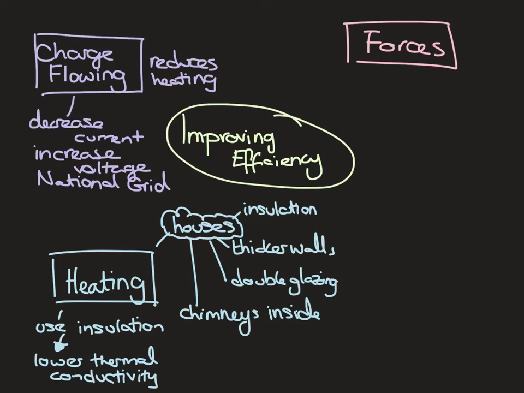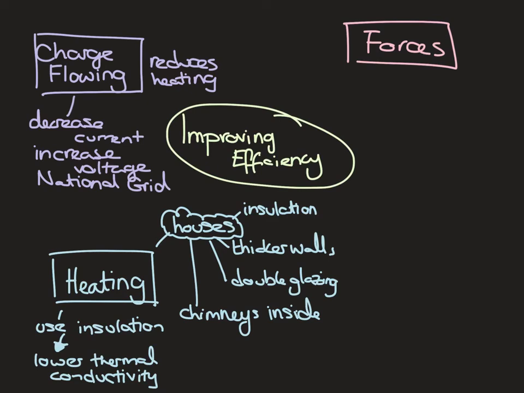Next, we're going to look at improving the efficiency of the work done via heating. Okay, so if we want to make transfers of energy via heating more efficient, we need to use insulation. Okay, that is going to decrease the thermal conductivity of the materials involved, and so less energy will be dissipated to the surroundings, and it will all be put into the useful thermal store that we want it to be.